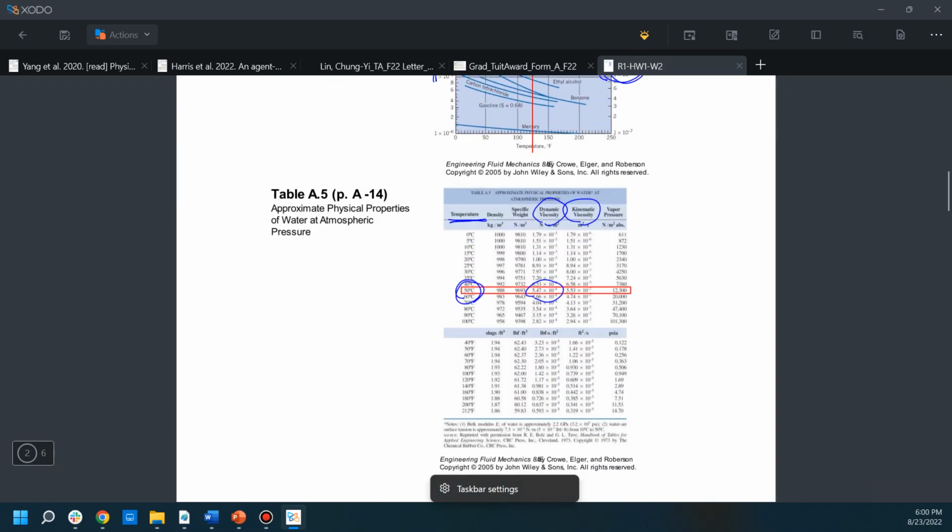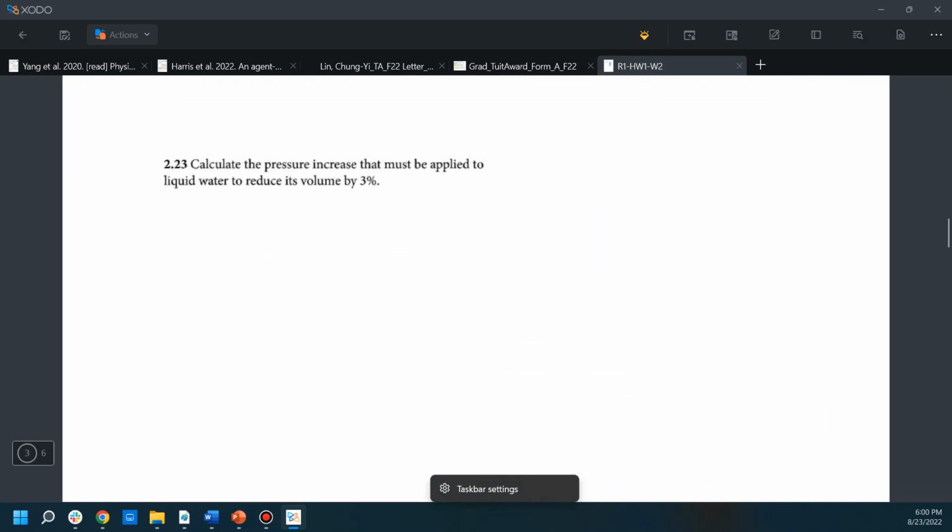Now let's move on to the next one, problem 2.23. We want to calculate the pressure increase that must be applied to liquid water to reduce its volume by 3%. So how do we do this?